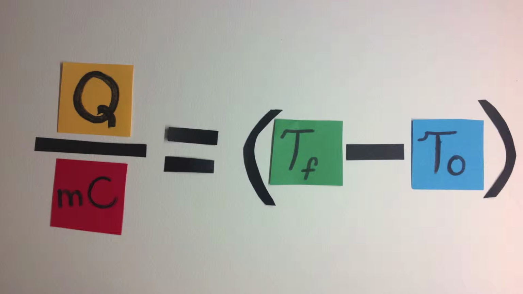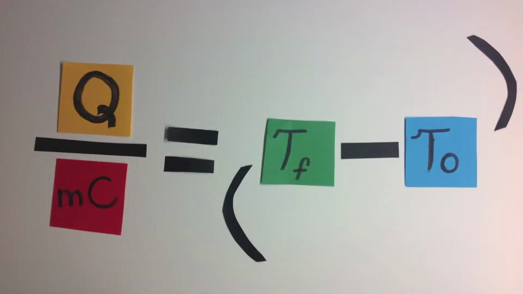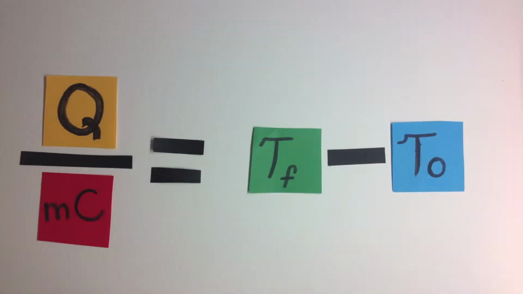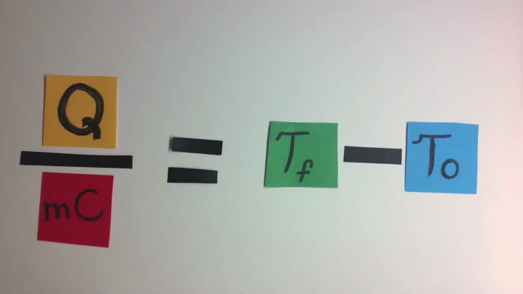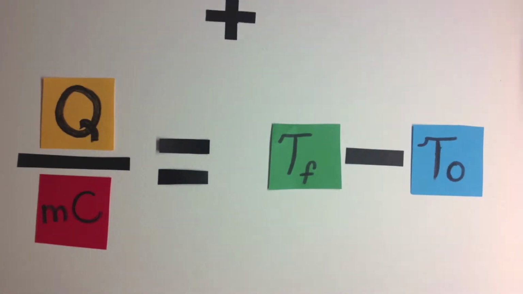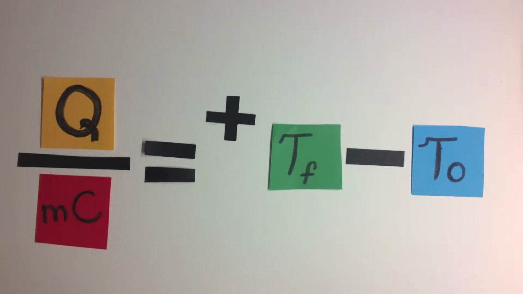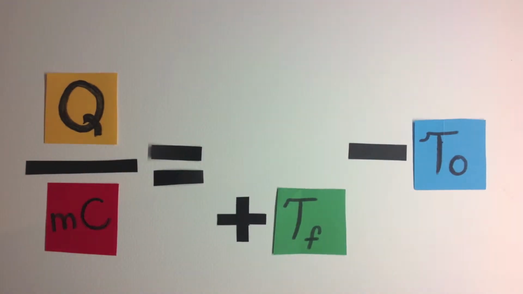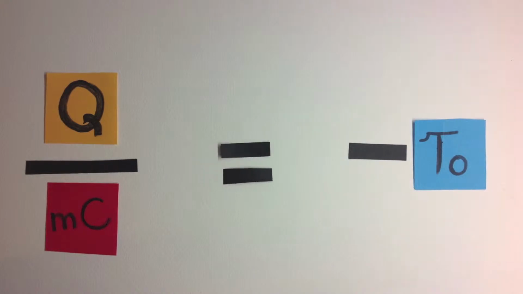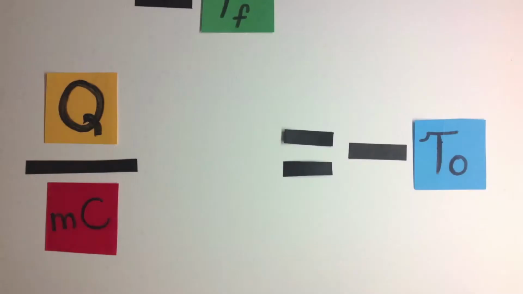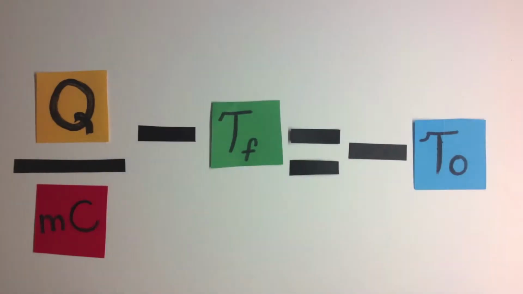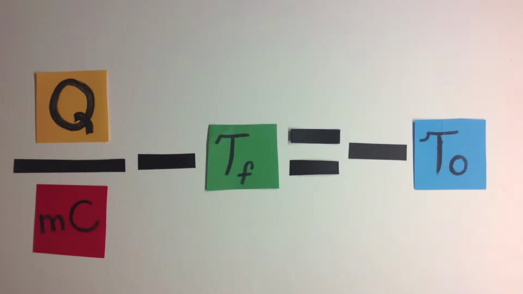Now that that's gone, there's nothing left outside of the parentheses, so we can simply remove them. Now, to isolate TO, we just have to cancel out TF on the right side. Because TF is performing an addition, to cancel it out, we just subtract it on both sides. This leaves us with Q over MC minus TF is equal to negative TO.